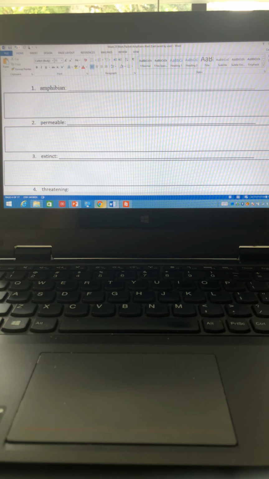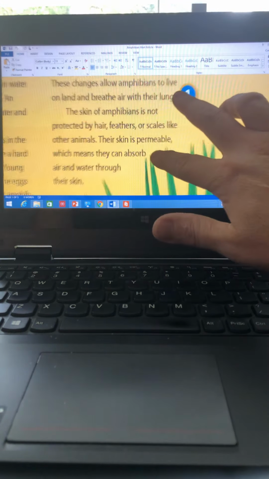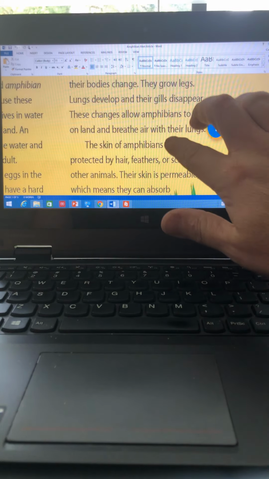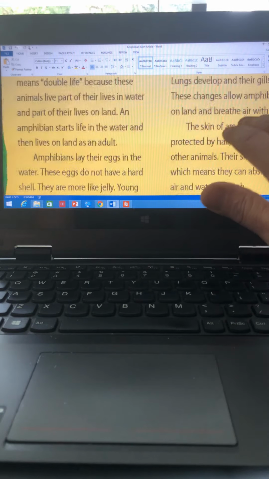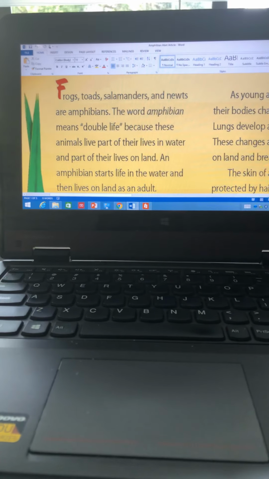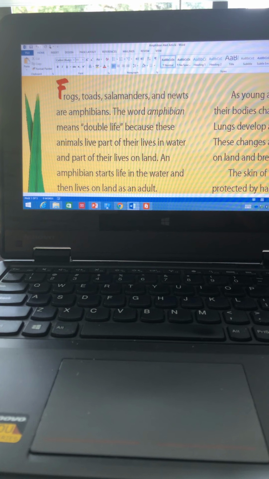If we look back in the text and we're looking for the word amphibian, we can easily find the word amphibian and we can decide what does amphibian mean. So right at the very beginning of our reading, we're going to go back and reread that part. Frogs, toads, salamanders, and newts are amphibians. But our focus is what is amphibian?